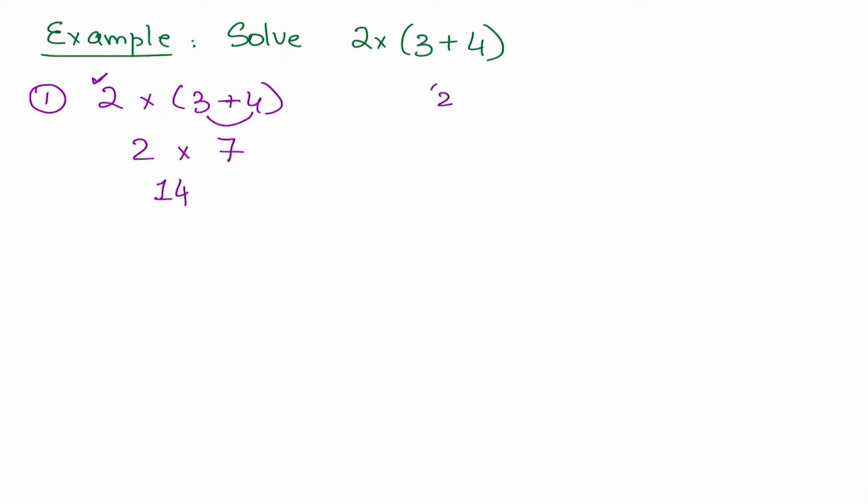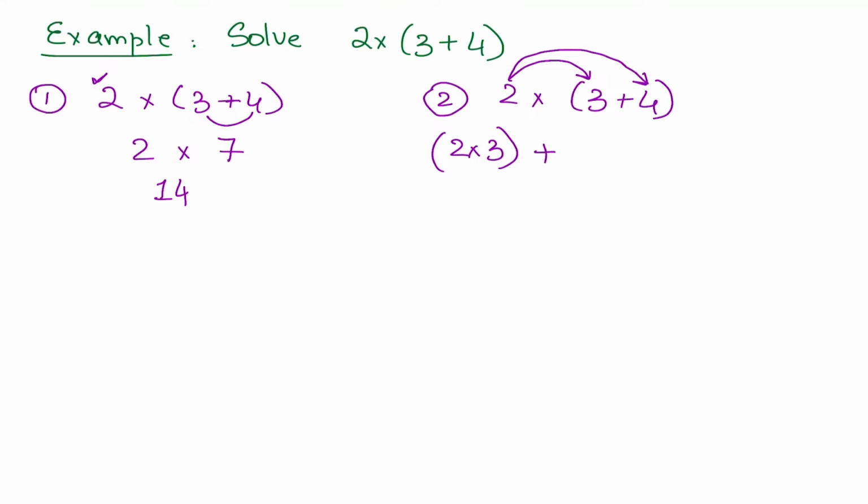The second method is that if you want to solve 2 times (3 plus 4), you can multiply the number that is outside the group with each of the numbers inside. You will multiply 2 with 3. So 2 times 3. And since here you have an addition sign, you will then add, and then you will multiply 2 with 4. So we have 2 times 4.